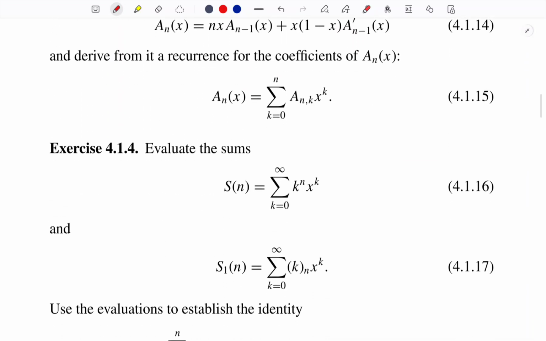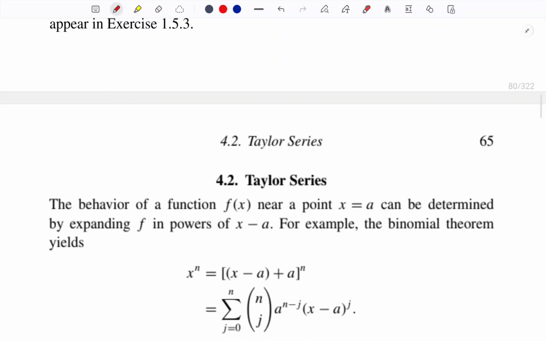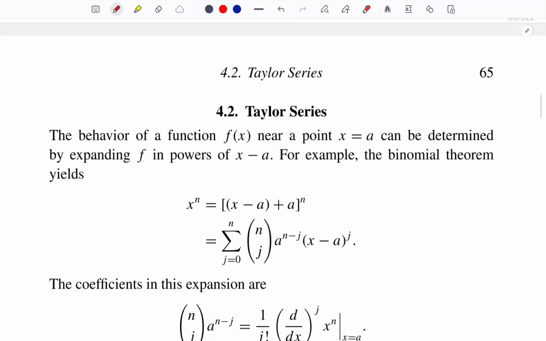Heading towards something better, but I'm not having it. So now we are talking about Taylor series. The behavior of a function near a point x equals a can be determined by expanding f in powers of x minus a. For example, the binomial theorem yields x to the n. This is interesting. This is talking about a function near a point x equals a being determined by expanding f in powers of x minus a.